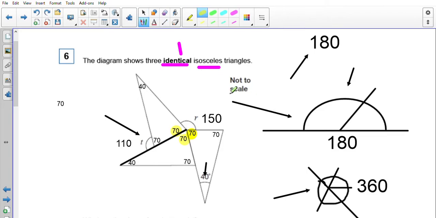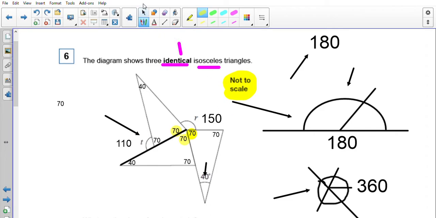Again, it says not to scale. You have to reason and work it out, not measure. If you measure, it will be wrong. It will have been drawn wrong on purpose so that you cannot measure it and get the right answer. That's the reasoning that you've got to do to be able to apply yourself to answer that question.